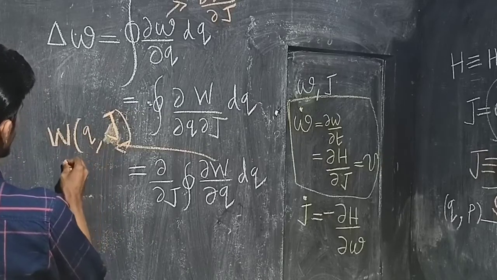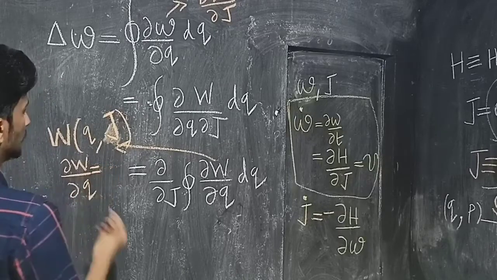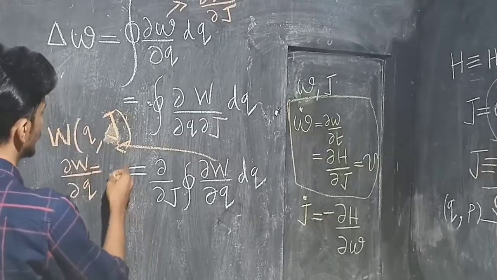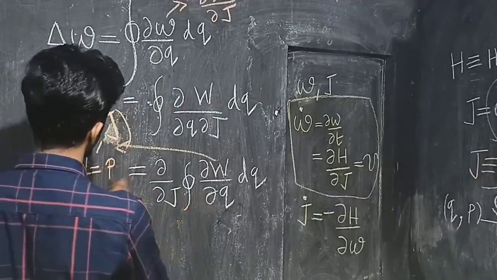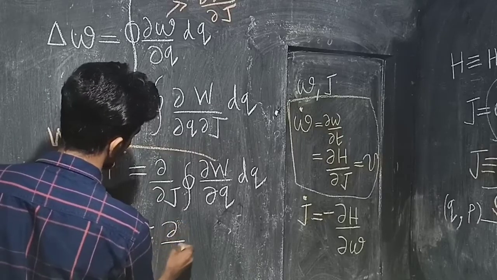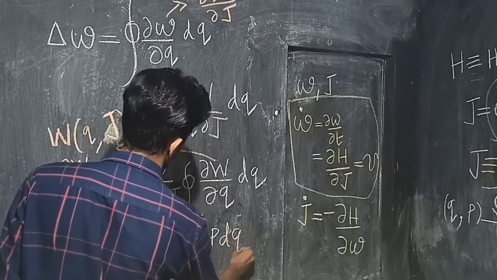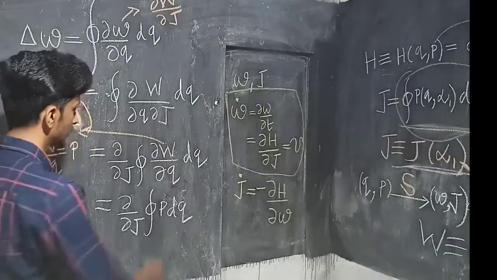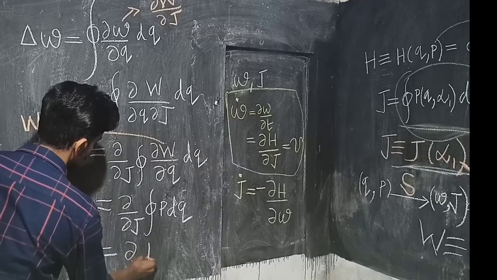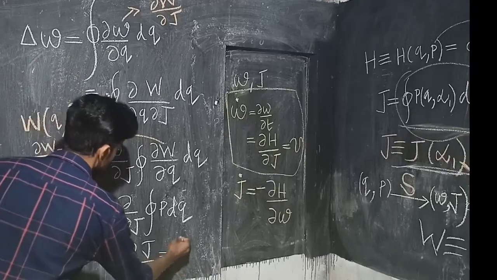So if we take the partial derivative dou w by dou q, that gives the corresponding conjugate variable to the old phase space coordinate, that is actually the old phase space momentum p. So if we substitute this old phase space momentum p here, that gives dou by dou j of the integral p dq. And we already know that this closed integral p dq is actually j. So this is actually dou j by dou j, and that is equal to 1.